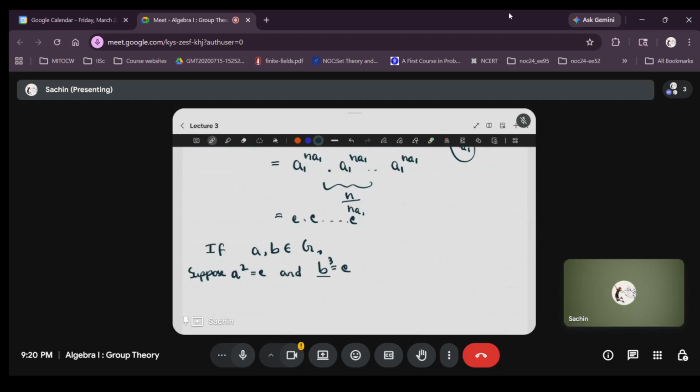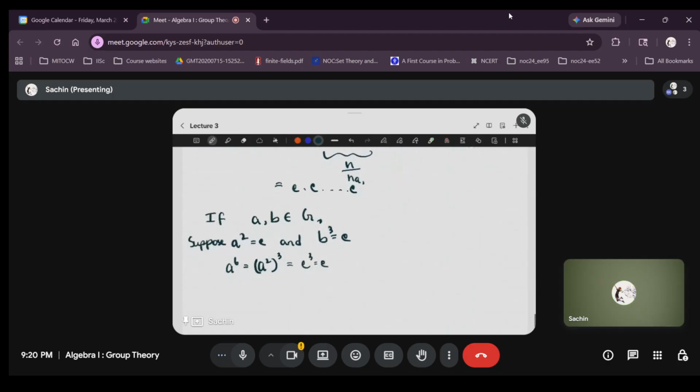Then a power 6 is simply a square cubed, which is e cubed, which is e. And b power 6 is simply b cubed squared, which is e squared, which is e. So if I take the product of the integers, then if I raise any of the group elements to that power, it will be e.